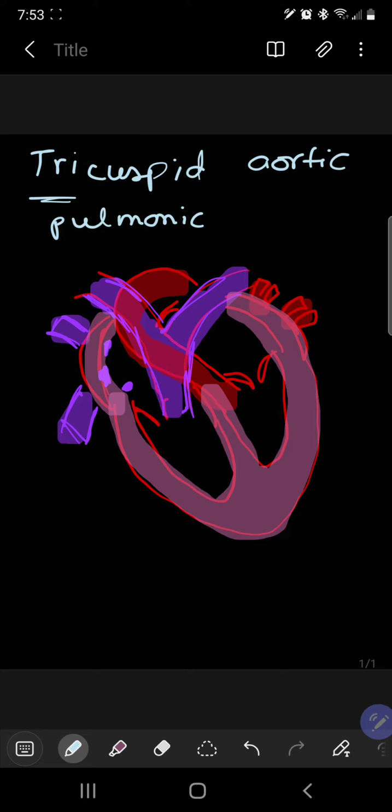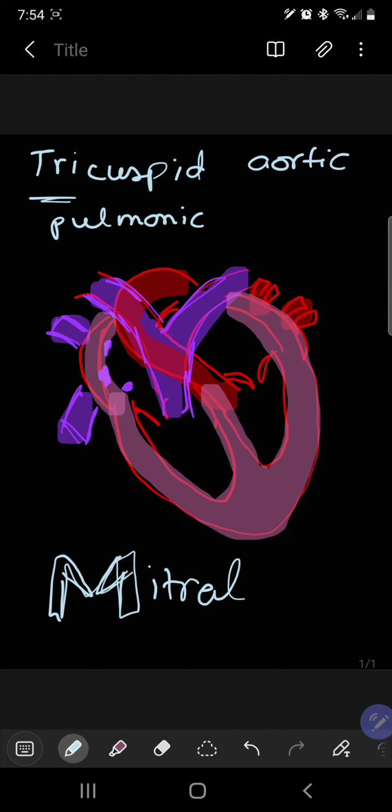So the only one which is bi-leaflet or has 2 leaflets is the mitral valve. And the way you remember this is, you can literally imagine the M being like 2 leaflets, and that's how you remember that the mitral valve is a bicuspid valve.